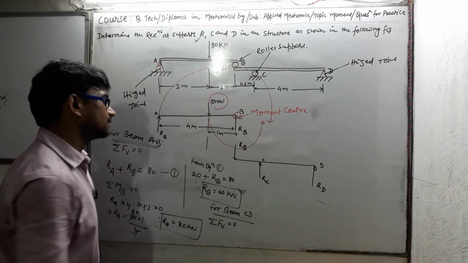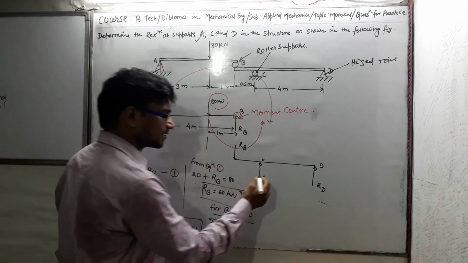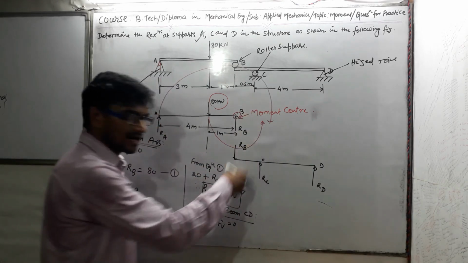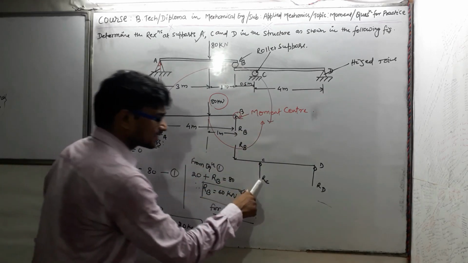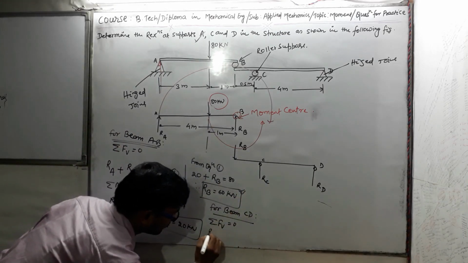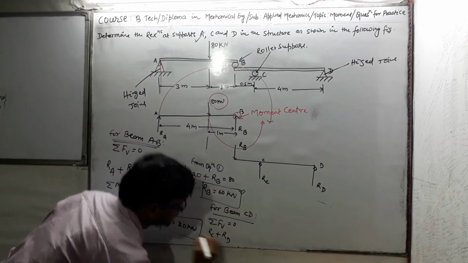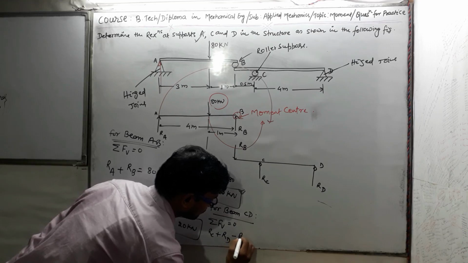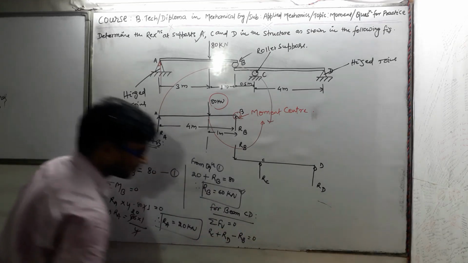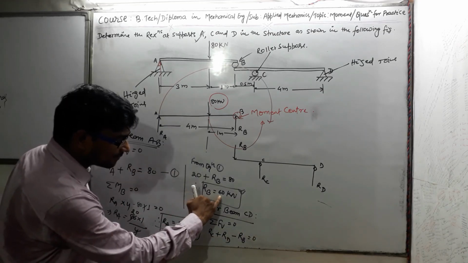Applying the sign convention, since I am taking the upward direction as positive, the downward direction must be taken as negative. So we can say RC plus RD minus RB equals 0. And we have the RB value, that is 60.